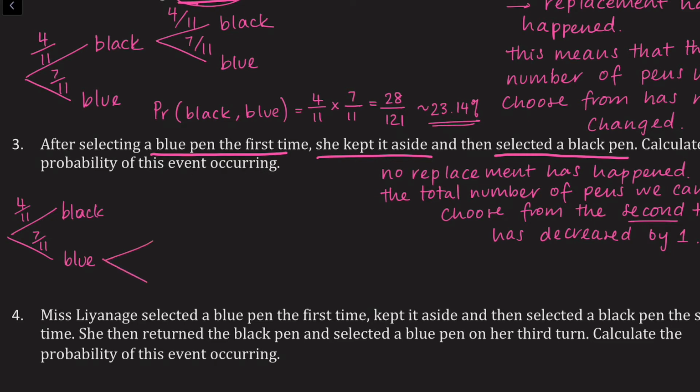So drawing my branches off the blue pens, I've got black and then blue. Now, because no replacement has happened, this means that our total number of pens to choose from has decreased. The first time I selected a blue pen and then I kept it aside and I didn't put it back in the container. This now means I only have 10 pens to choose from as a total. Now, because I picked a blue pen the first time, I still have 4 black pens to choose from. And since I picked a blue pen the first time, the number of blue pens I can choose from has also decreased. So I'll just quickly write that as a note on the side.